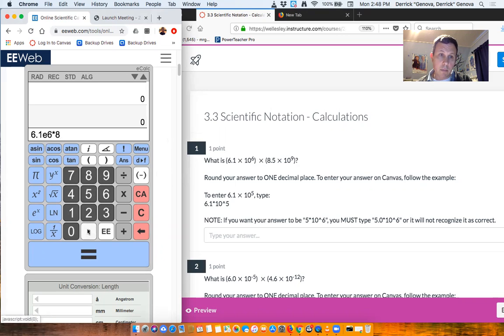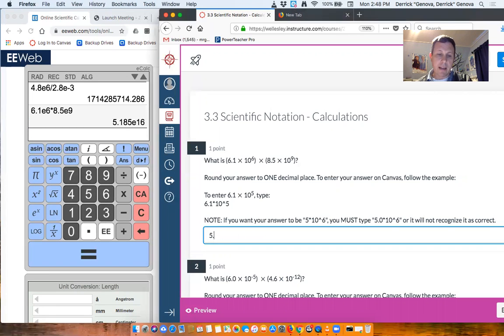Then I'm going to multiply that by 8.5 times 10 to the ninth. So 8.5 E9. And that's it. I hit enter and I get my answer. So I would round this to one decimal place, at least for this quiz. So I say 5.2 times 10 raised to the 16th power.